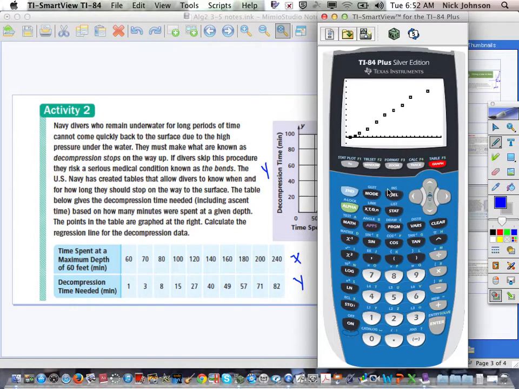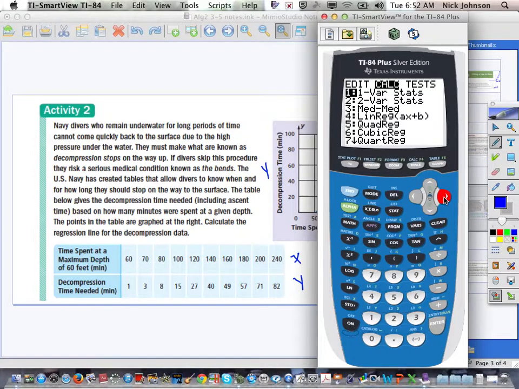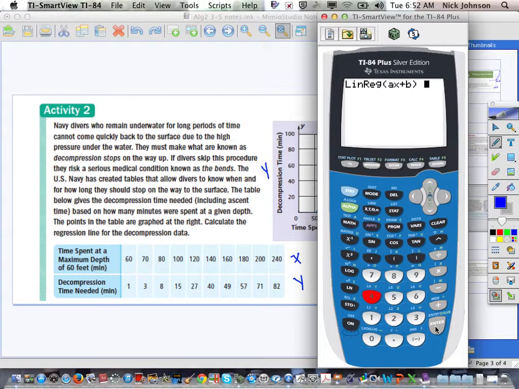Okay? So I hit stat. I arrow over to calculate, and I scroll down to linear regression. You should remember this from Algebra 1, I hope. I press the number 4. I hit enter. Notice this is in Y equals AX plus B form, which is the same thing as MX plus B, our slope-intercept form.